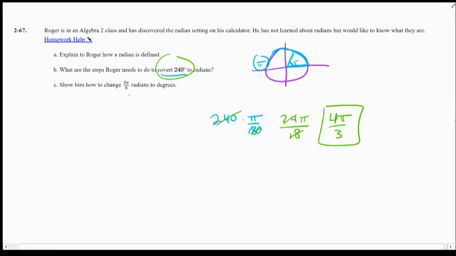And then vice versa, when we're given radians, we have 5 pi over 6. We're just going to multiply by 180 over pi. The pi's cancel out. 180 divided by 6 is 30. So 5 times 30 is 150 degrees.